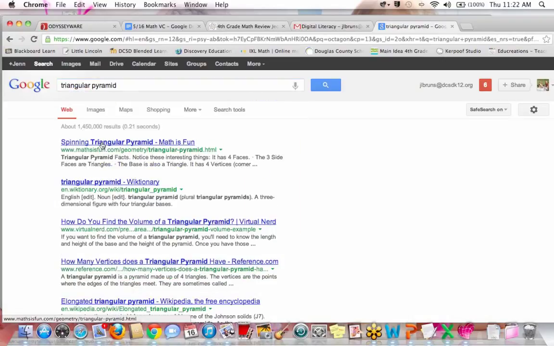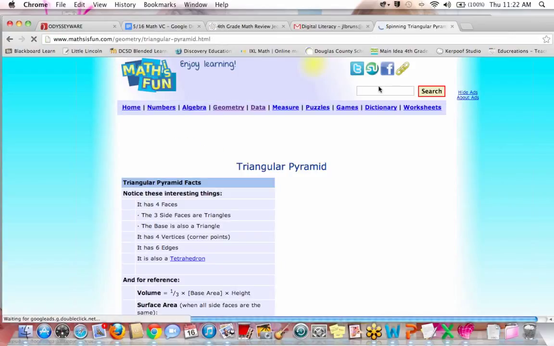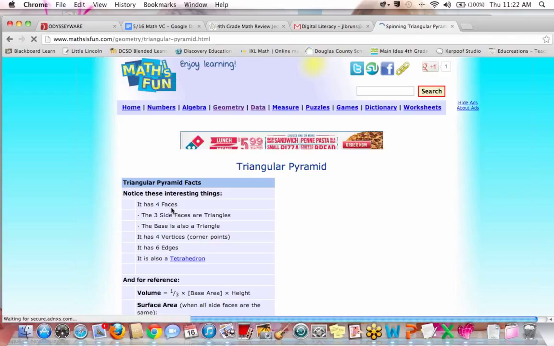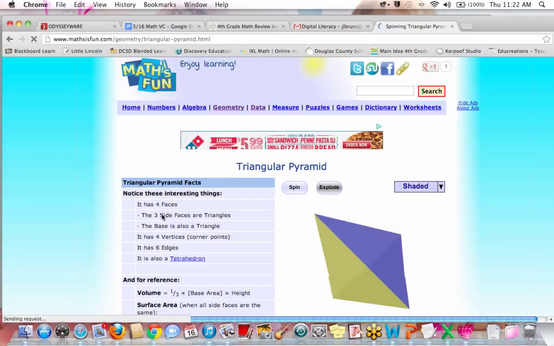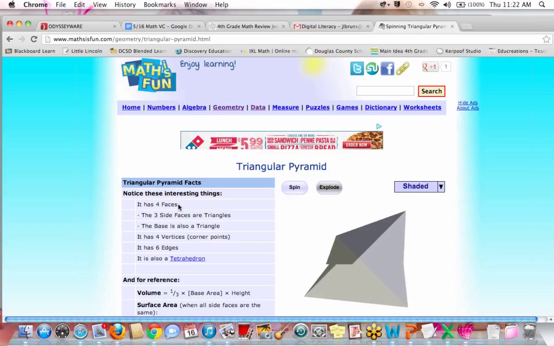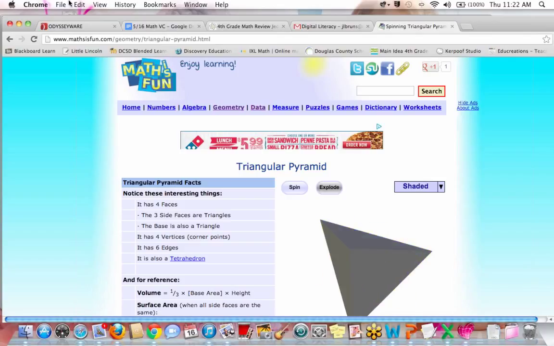Oh, hey, let's look at a spinning one. Why not? Okay, so hey, they might actually help us out here. It has 4 faces. Where is a picture? Come on. Oh, there it is. All right. It has 4 faces, and 3 sides of the faces are triangles, and then the base is also a triangle. So there's 4 faces on that one.